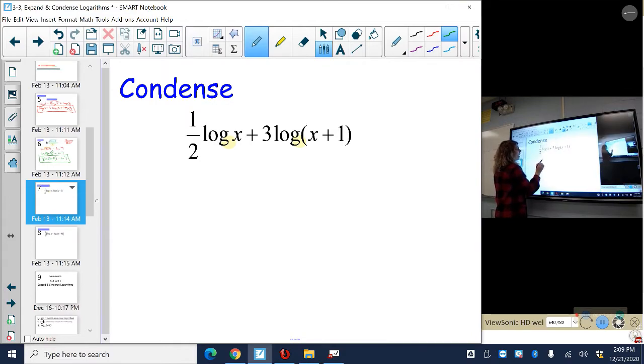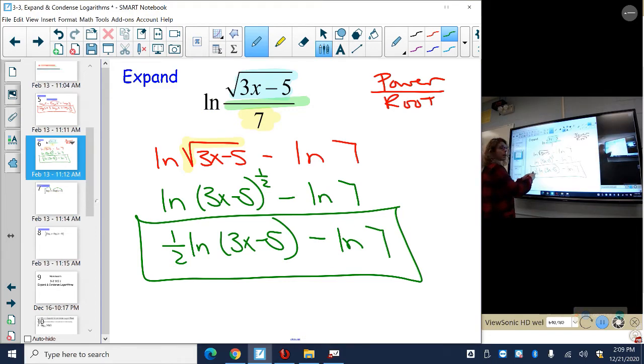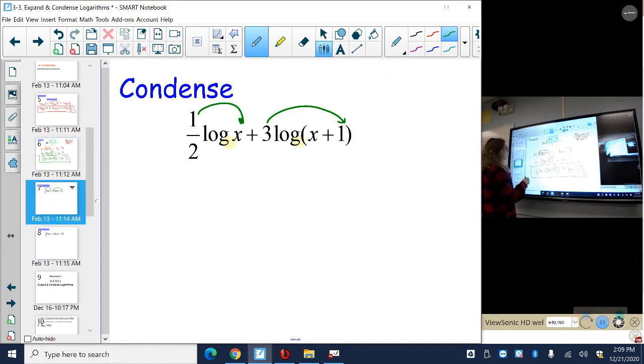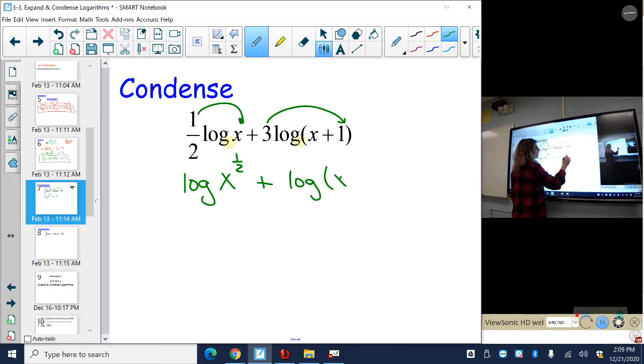So that means I am going to go ahead and do my last thing that I did first, sorry. The last thing I did when I expanded is the first thing I do when I condense. The last thing that I did when I expanded was I got rid of the powers. So this means when I condense, I'm going to put the powers back on my bases. So this is going to give me log base 10 of x to the 1/2 plus log base 10 of x plus 1 to the 3rd power.